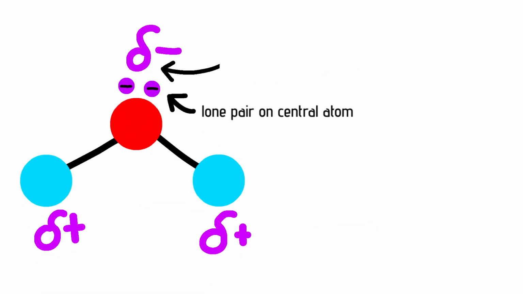The other type of polar molecule occurs when there's one or more lone pairs of electrons on the central atom. Last unit, when we were drawing Lewis dot structures, we would sometimes put a lone pair of two unbonded electrons onto the central atom.